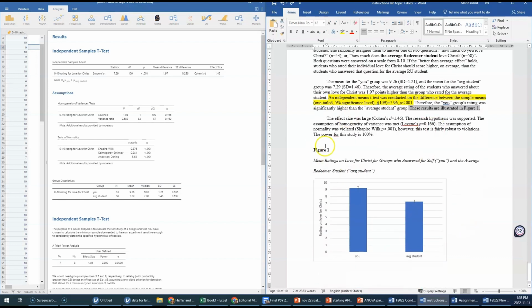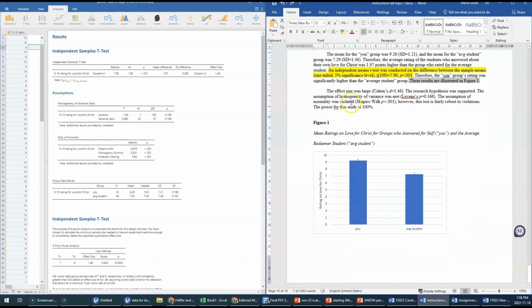And so this is where at the end of the write-up, after the write-up, we have our figure. We want to bold the title. We have our descriptive title below, and now we have our figure that illustrates that the U group was higher than the average student group.